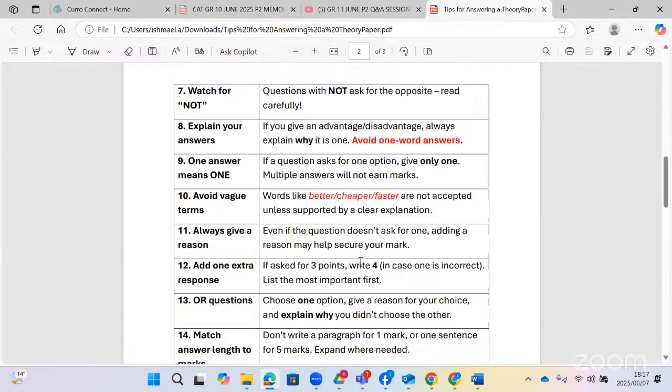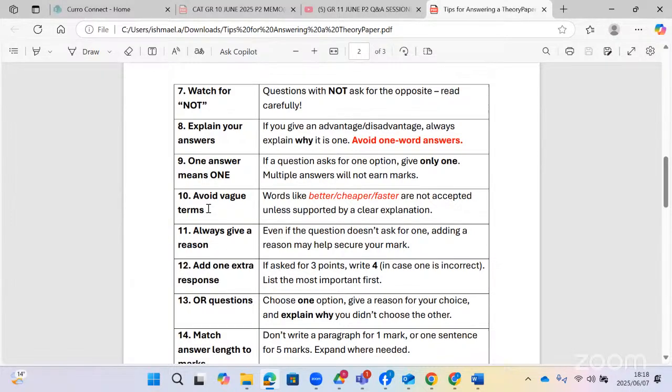So take note. Watch for "not" questions. Questions with "not" ask for the opposite. Read carefully. For example, why will the school not install a network? In other words, they are talking about the disadvantages of a network. So you have to watch out for the word "not".